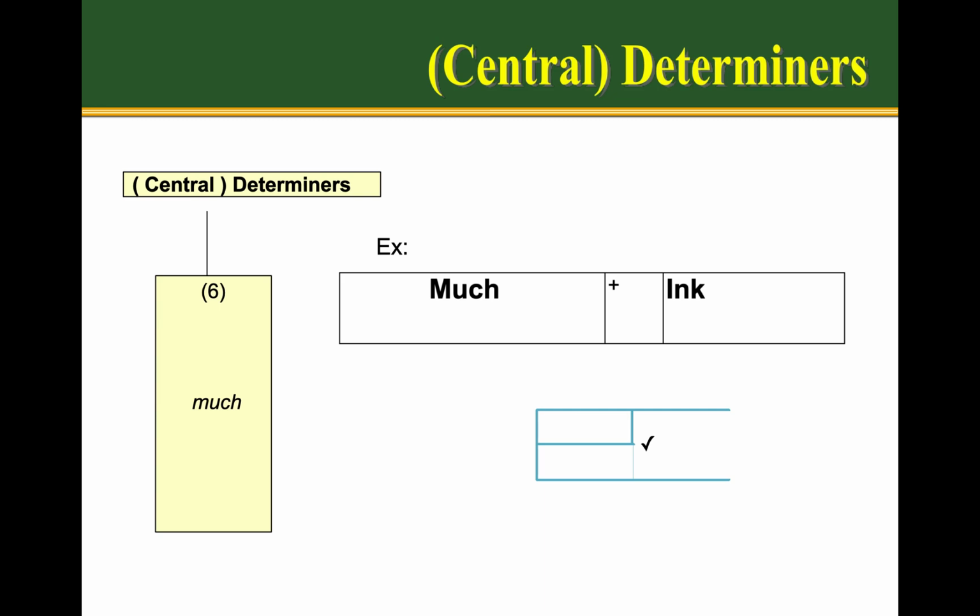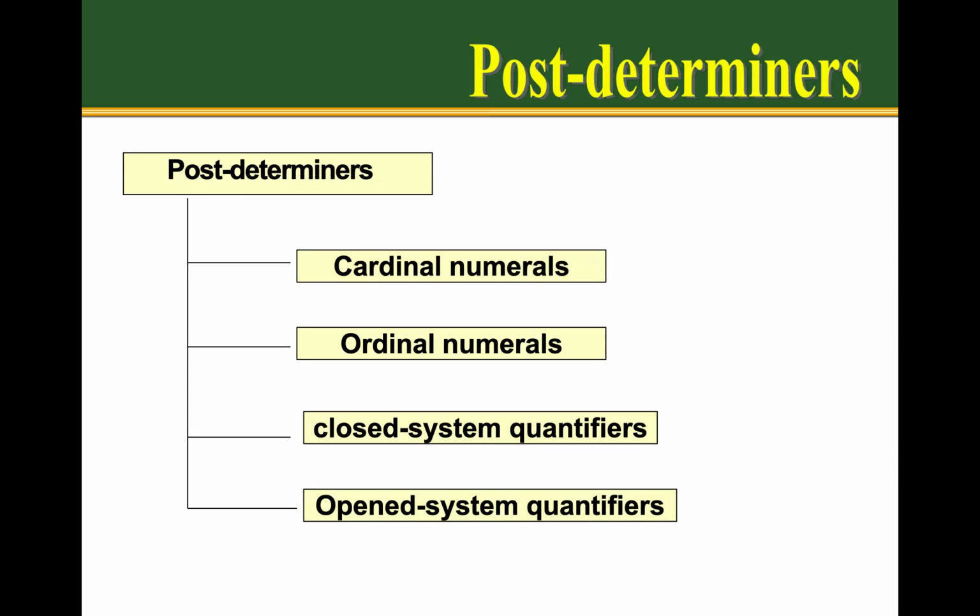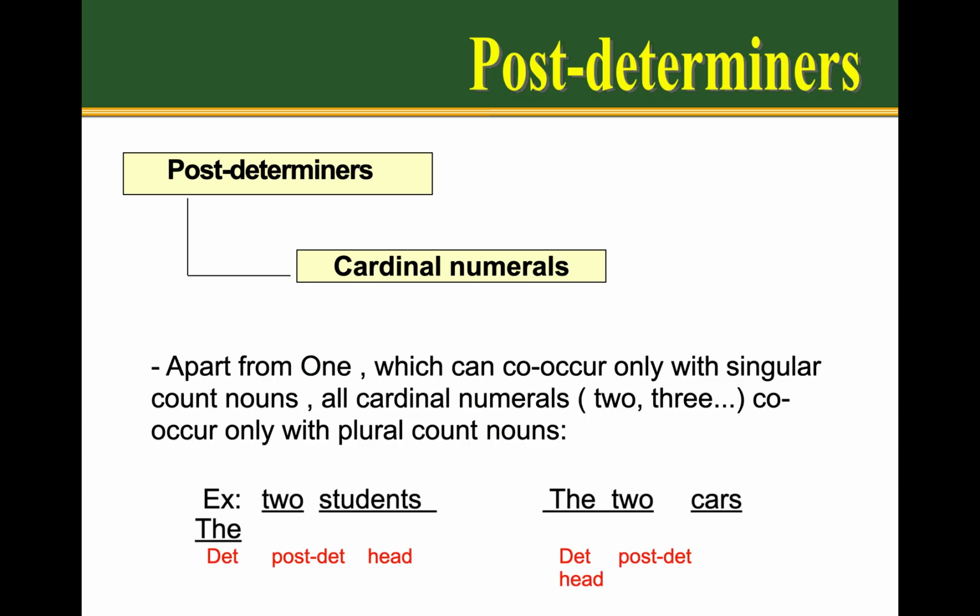Okay, much is followed by an uncountable noun. So coming to post-determiners. Post-determiners are cardinal numbers, ordinal numbers, closed class quantifiers, open class quantifiers. So cardinal numbers, we have two numerical systems around the world, Arabic numerals and Roman numerals.